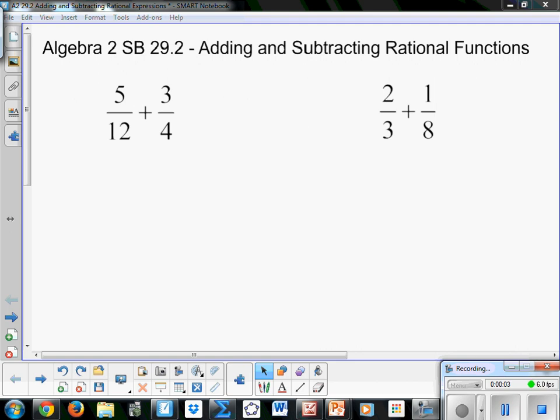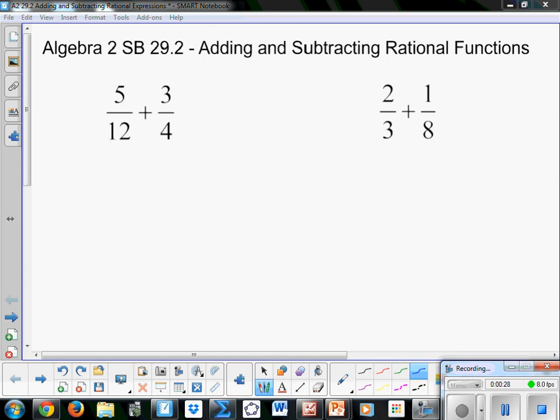This is Ms. Benson with SanfordFlipMath, and today we are looking at the Algebra 2 textbook, Springboard lesson number 29.2, and we're adding and subtracting rational functions today. So yesterday and today we've played a little bit with working on multiplying and dividing rational functions. Well, we're moving on to our addition and subtraction.